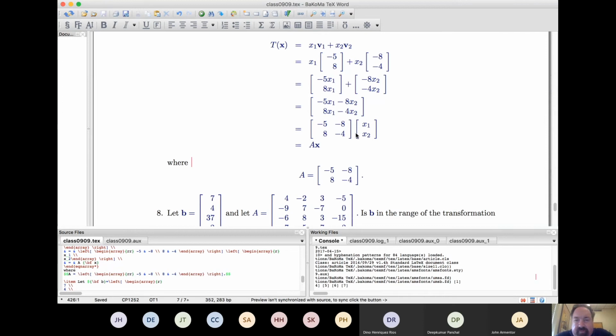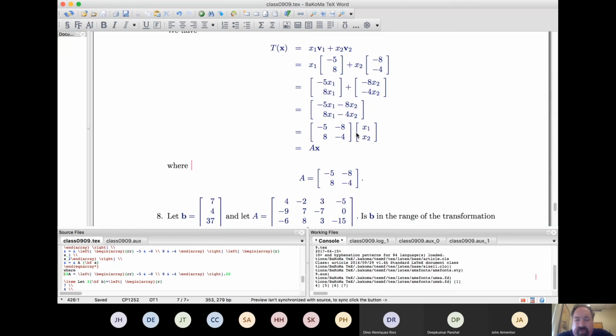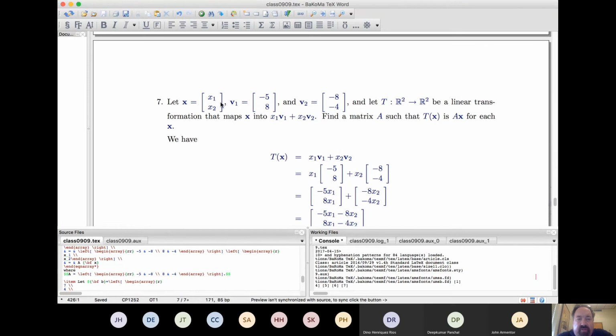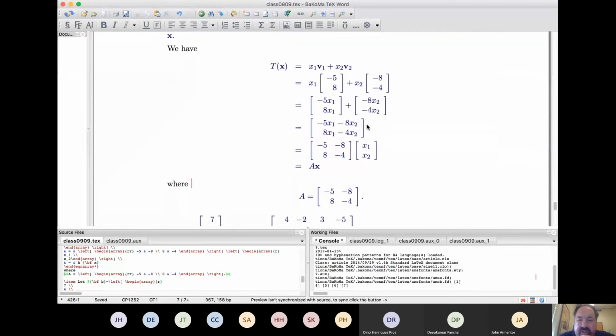So anytime you're given a linear transformation of this form, in terms of the components of x, then whatever vectors you're multiplying them by, those are the columns of this matrix A. So you can just jump straight to that step and be done with it.